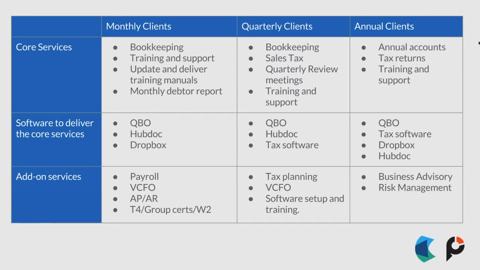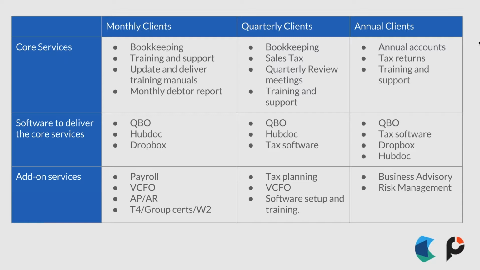Hopefully this is all making sense so far. Okay, as I said, screenshot it. So the add-on side of it at the bottom, these essentially could be offered to any group, any cohort, but some align more naturally with monthly. For example, things like payroll.